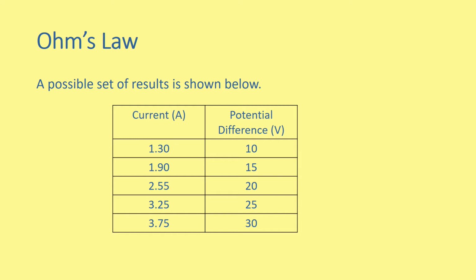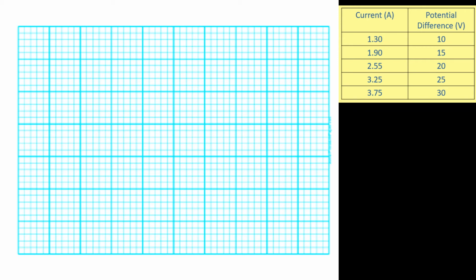So here's our set of results. We're going to plot this onto a graph and then find the relationship that way. Okay, so we have our results on the top right hand side here. We're going to use those to plot the graph. Current and voltage. Current is going to go on the x-axis: 1, 2, 3, 4. Current in amperes, which means each of these little divisions is equal to 0.1. Our voltage is going to go on the y-axis: 5, 10, 15, 20, 25, and 30.